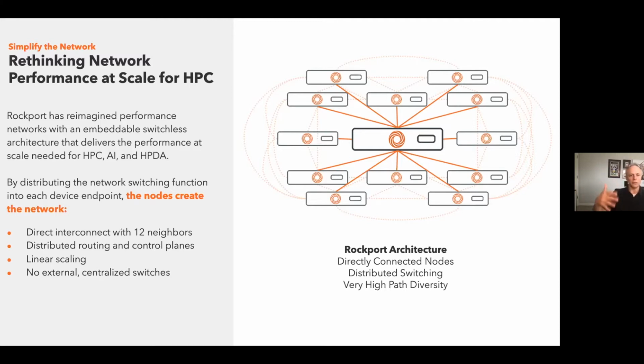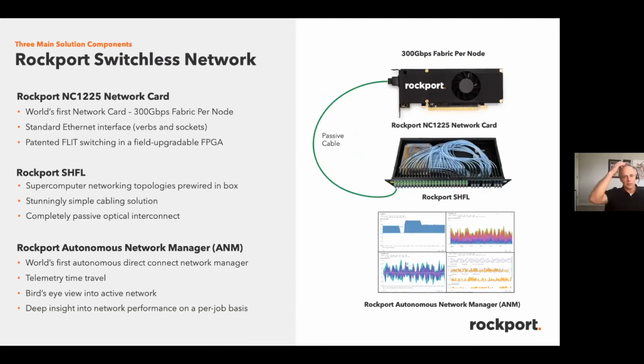And we're removing the 49th port problem, those linear step functions in scaling a network. We add one more node, we add one more node's worth of bandwidth, and we add no more complexity in the network. And we have completely removed the concept of the external or the centralized switches in a traditional switching environment. So what this looks like is we basically have three components.